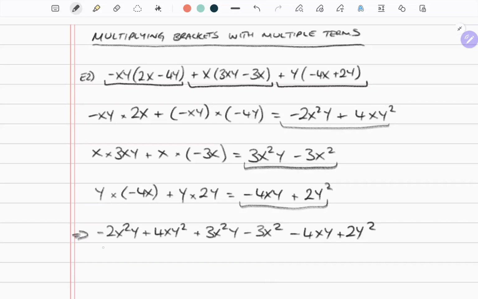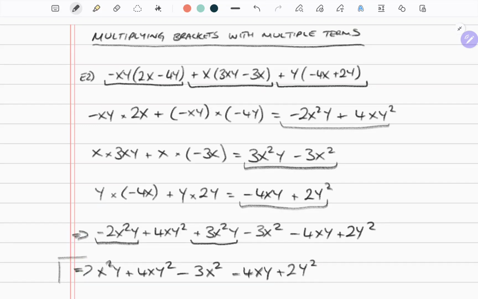Now what you may notice, or hopefully you do notice, is that there are a couple of things we can do here to simplify. We can add those 2 together. So a minus 2x squared y plus a 3x squared y is just plus 1x squared y. And then we can write the rest of this out, 4xy squared minus 3x squared minus 4xy plus 2y squared. And there you have it.